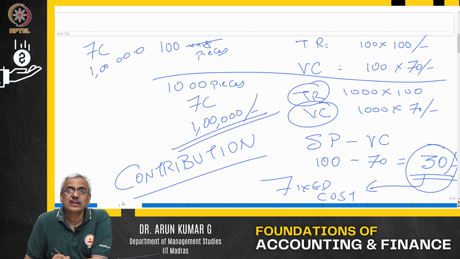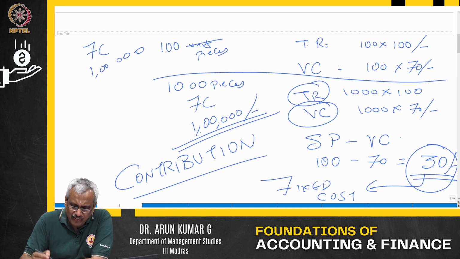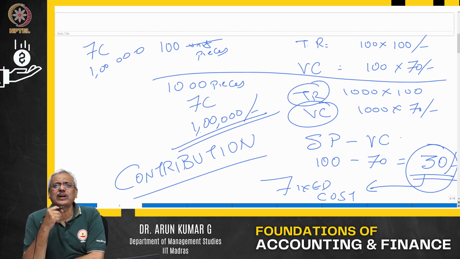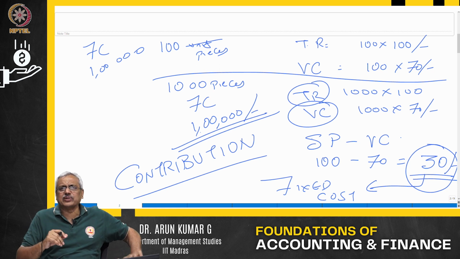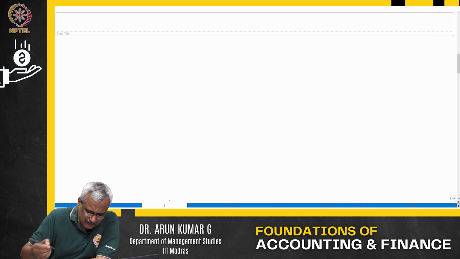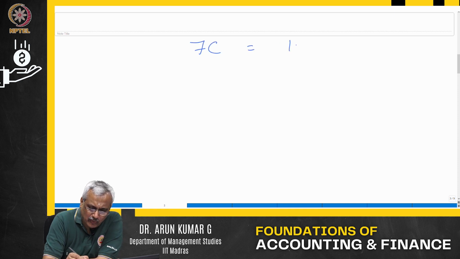Contribution is nothing but how much every unit I am manufacturing and selling is contributing towards covering the fixed cost and yielding profit. Why did you bring the word profit here? We will come to that in a minute. Now, in this particular case, what is the fixed cost? My fixed cost is about 1 lakh.